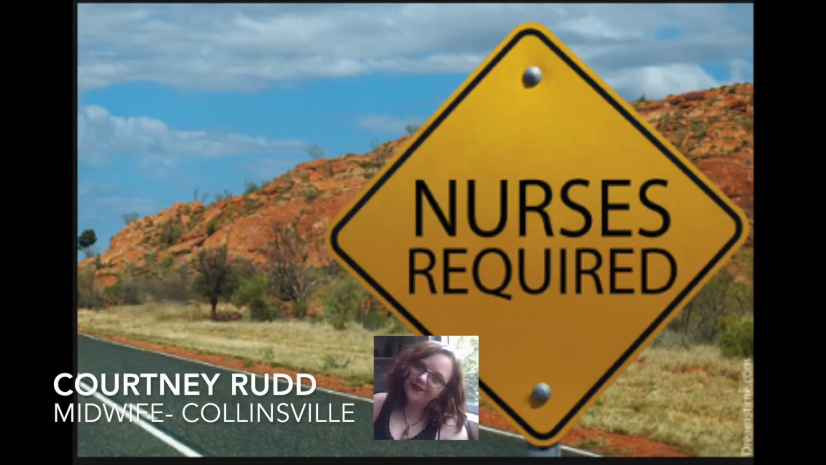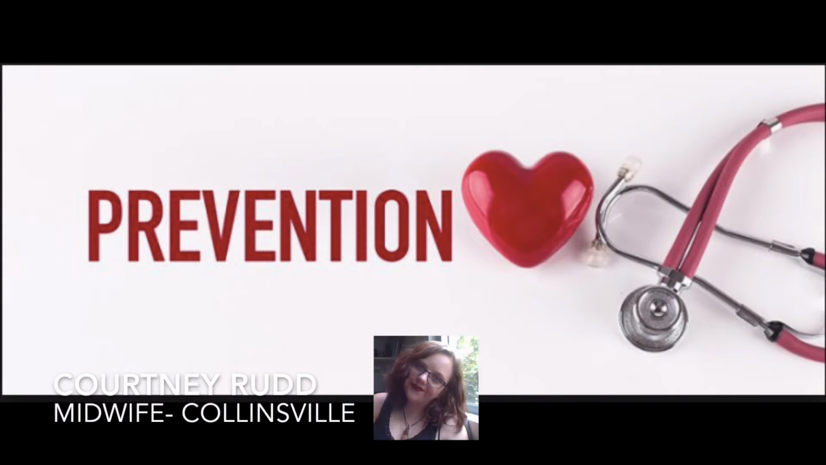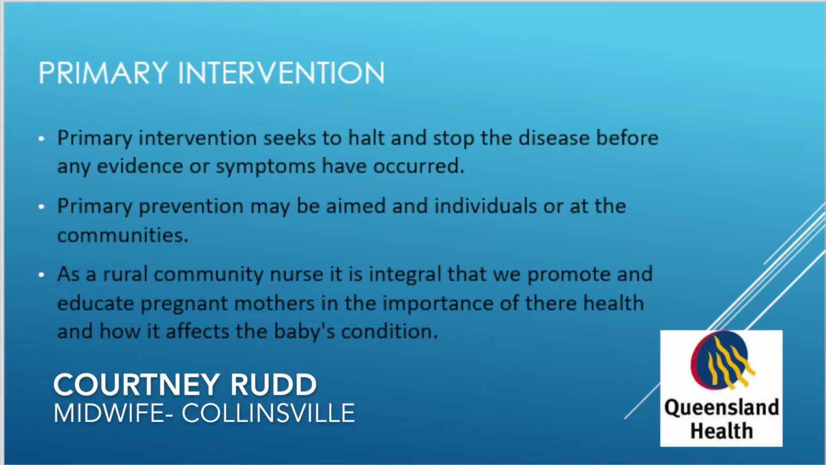So what are our roles as nurses in order to help close the gap in regards to renal disease? There are 3 stages of prevention that we as nurses focus on infiltrating and making a difference. The first is primary intervention. Primary intervention seeks to halt and stop the disease before any evidence or symptoms have occurred. Primary prevention may be aimed at individuals or at the communities. As nurses, our roles as patient advocates is to determine the best way of encouraging and making a change.